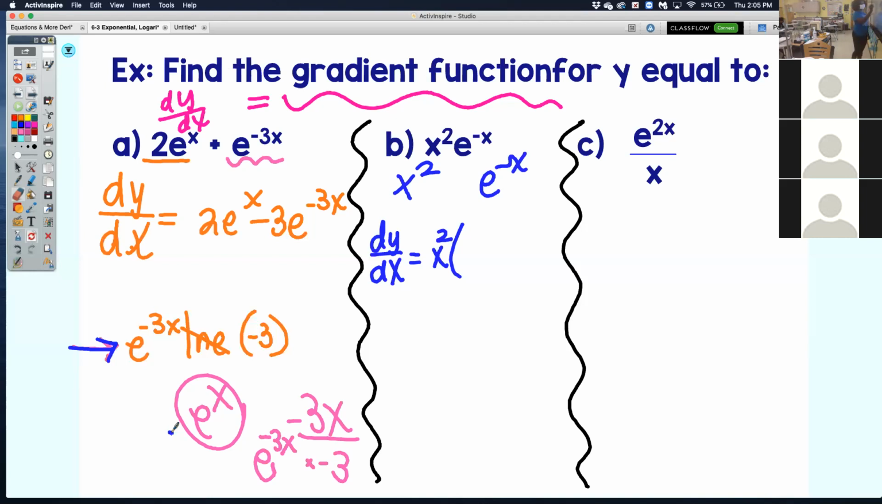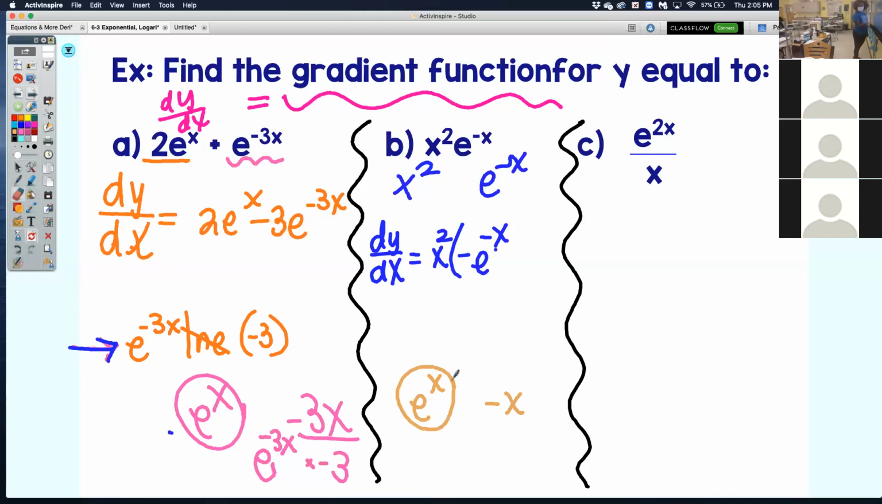Negative e to the negative x. Again, you have two functions. You have e to the x and then negative x. I'm plugging negative x into the x of e to the x. So when I apply chain rule, I take the derivative of the outside.